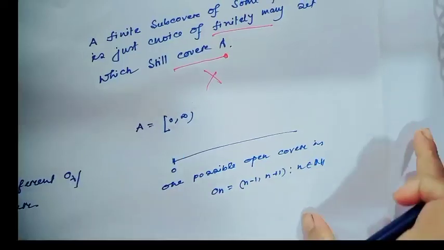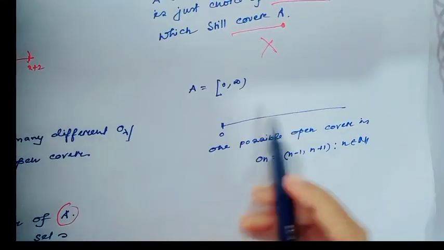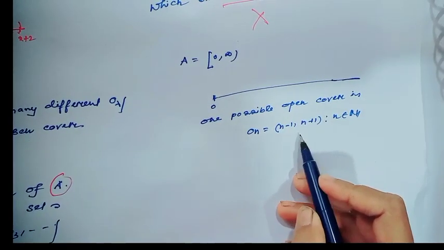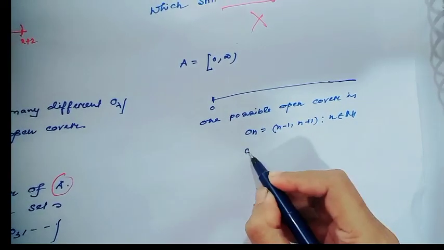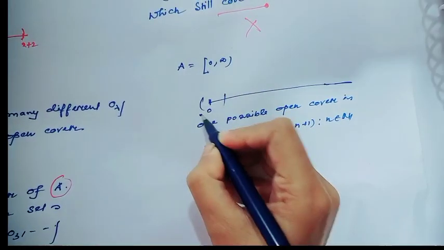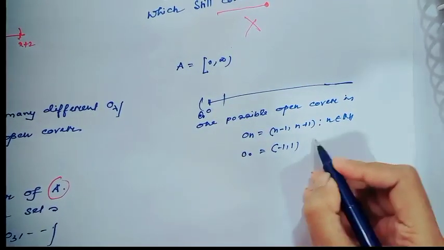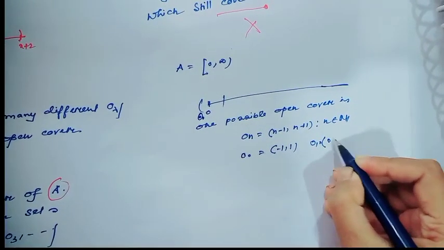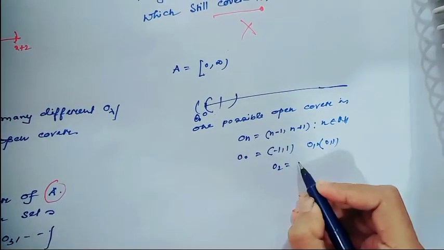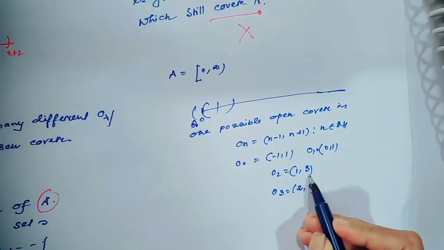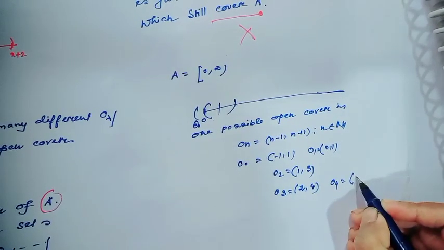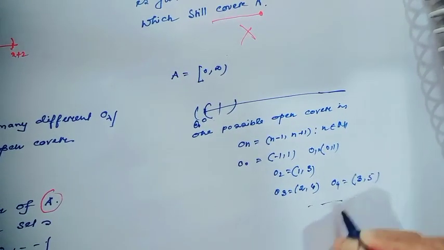As an example, consider the set A equal to [0, infinity), and consider the open cover (n-1, n+1). That means O0 would be (-1, 1). And O1 would be (0, 1)... that means this is O1. O2 would be (1, 3). O3 would be (2, 4). O4 would be (3, 5), and so on.